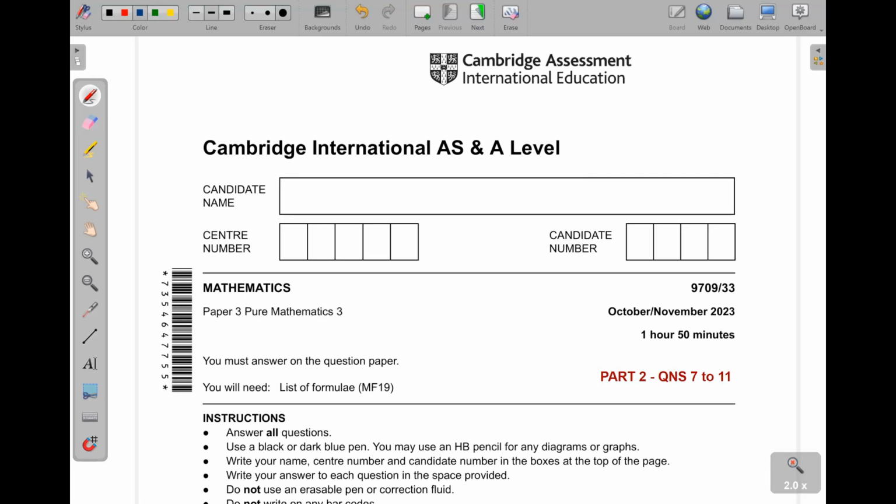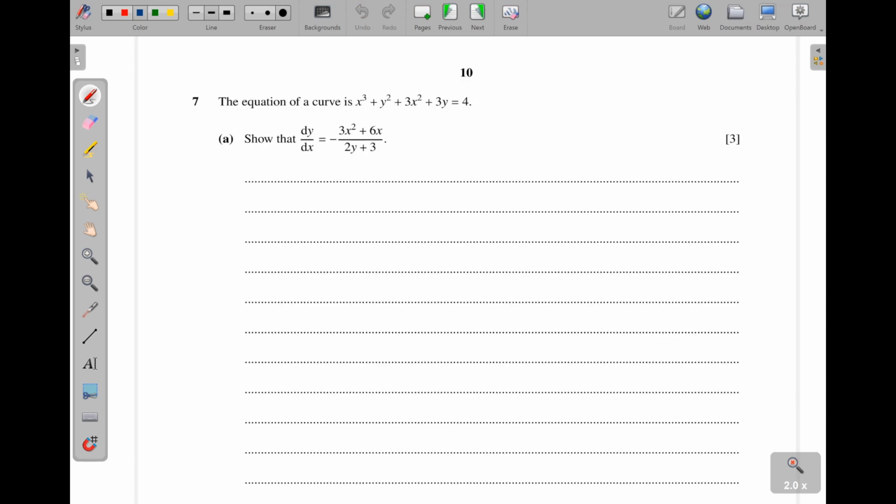This is Teacher Simon taking you through Cambridge International AS and A-Level Pure Mathematics 3 for October-November 2023. And this is paper 3 part 2 for questions 7 to 11. Question 7 is coming from implicit differentiation.